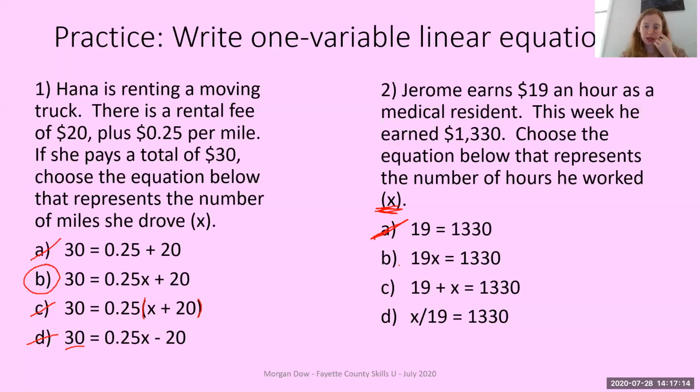Let's take a look at B. So B is saying $19 an hour times the number of hours is equal to his total earnings. That sounds true to me, right? If you want to calculate your total earnings for a week, you would take your hourly wage times the number of hours you worked, and that's going to give you your total amount. So choice B is going to be our correct answer here.